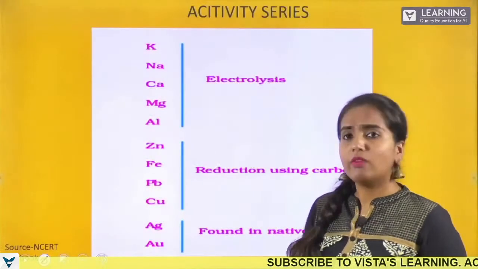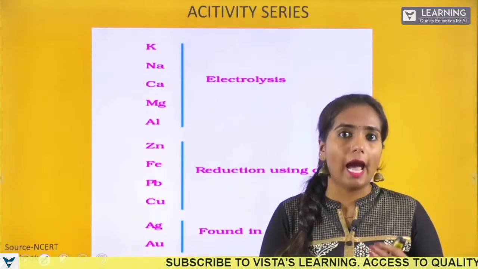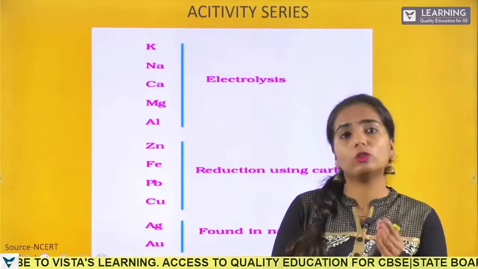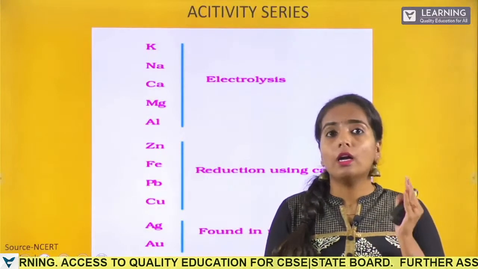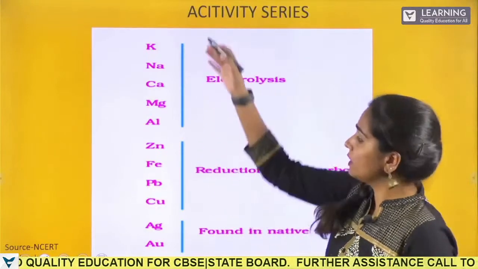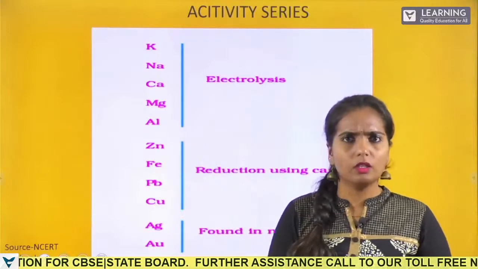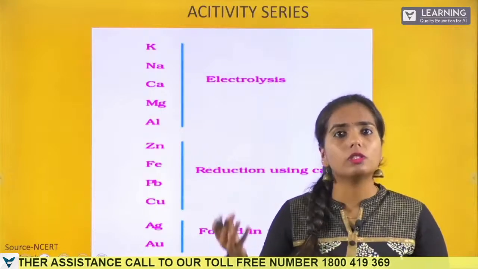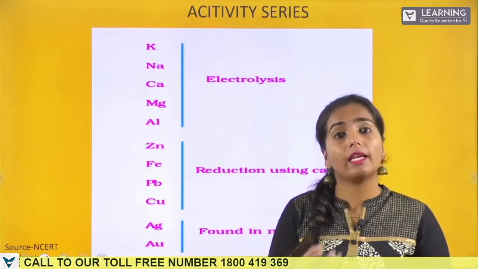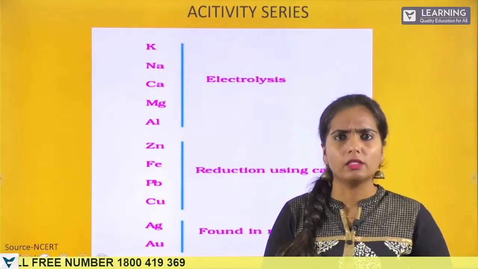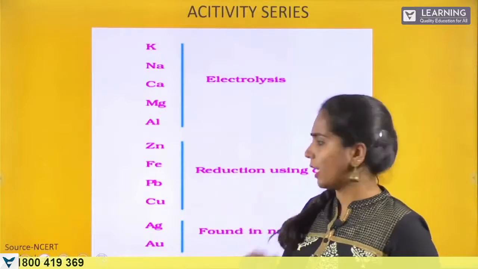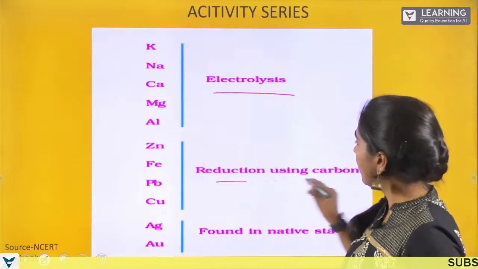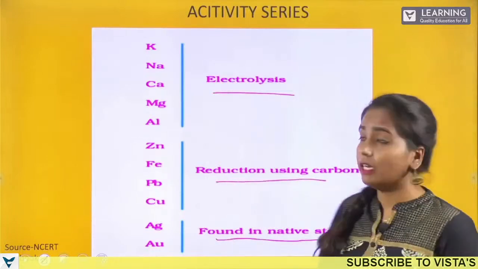Now, one more important topic is the activity series. You would all have remembered this, right? In the activity series, we have given a few of the elements here. These are the elements which can be extracted and used as metals. These are divided into three types. What are those three types? You can see electrolysis, reduction using carbon, and found in native state.